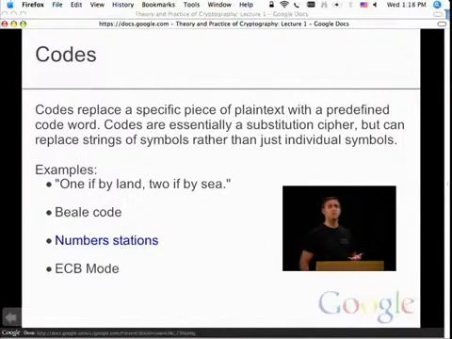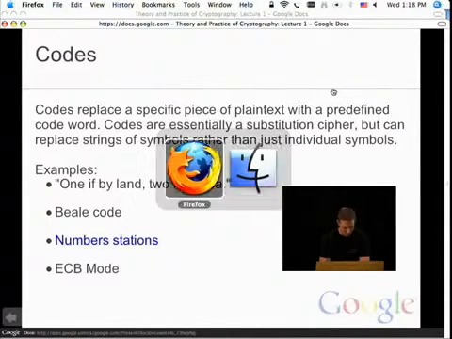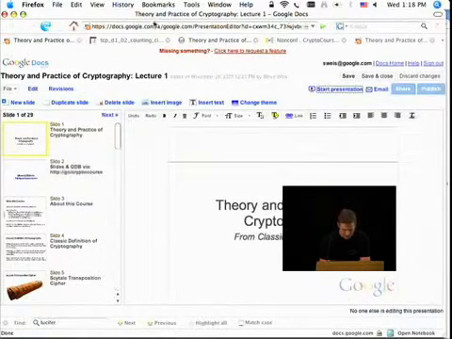So that's kind of a code too, because to do this you need to have the same copy of the book to decode the message. Now another one, I'm going to play a little audio here. And this is called a number station.